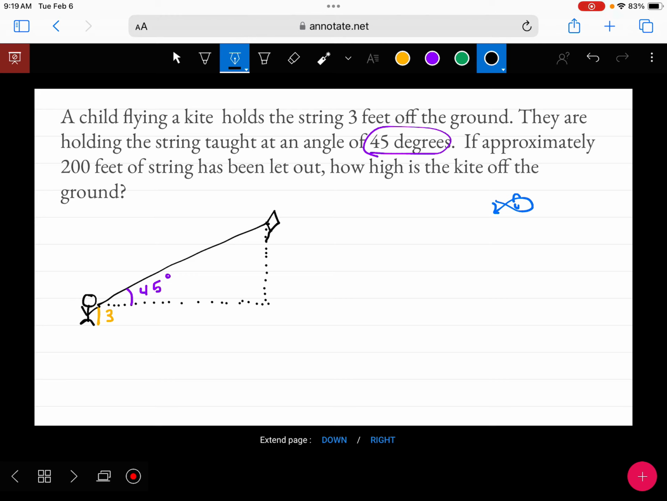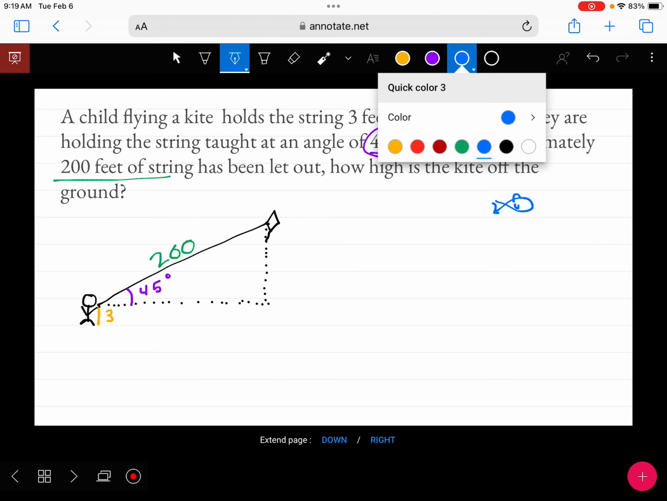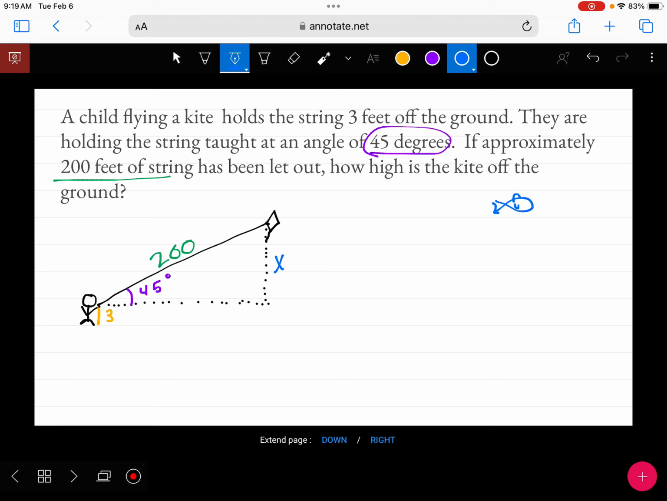All right. So we know they've let out 200 feet of string. So that means I know this distance here. That's the string. That's my hypotenuse here. And what we want to know is this height. I want to know how far the string is off the ground. When I get the ground, we're going to have grass. There we go. Grass.